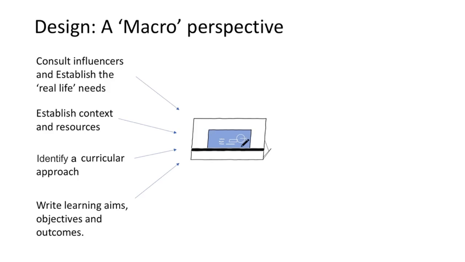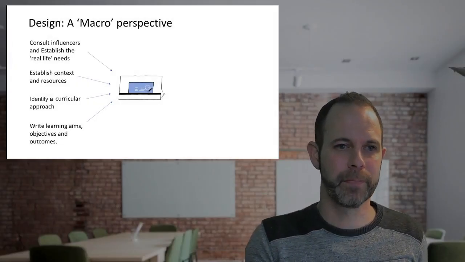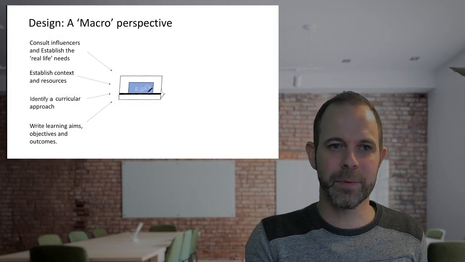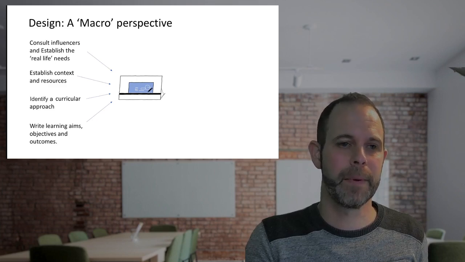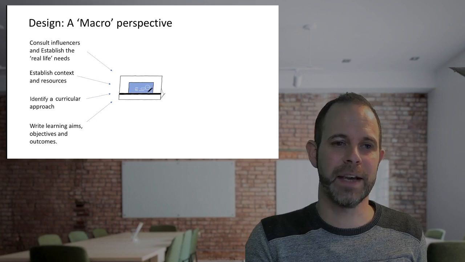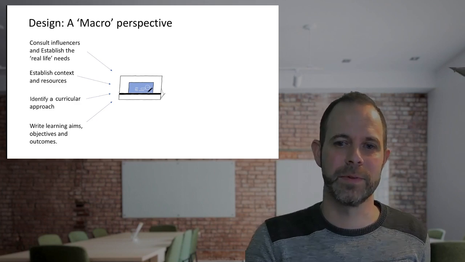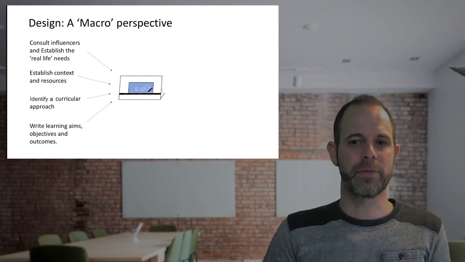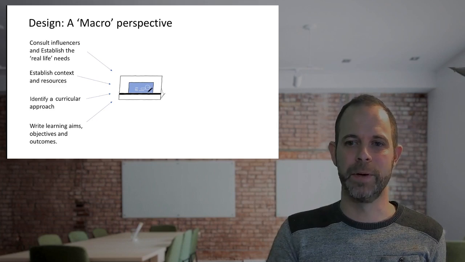So to summarise, designing a curriculum is only one phase of a curricular cycle, and it involves consulting influencers, establishing the real life needs of a programme, both from its provision and its service use, to get a sense of the locality and the context and the resources available, to identify an approach to the curriculum that suits those needs, and to write programme level or macro level learning aims, objectives and outcomes, which we'll come to in a short while in this path of learning.